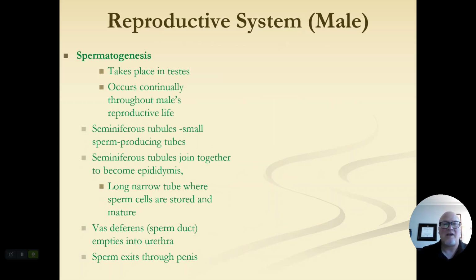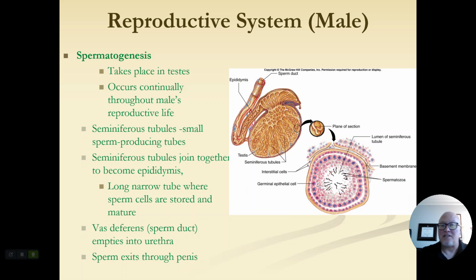So here is the process in males. It takes place in the testes. It occurs continually throughout a male's life. The sperm is collected and stored until it is actually used, and it leaves the body through the vas deferens and empties into the urethra. That's where it will ultimately end up meeting the egg. Here you can see the spermatogenesis, and this does happen throughout a male's life after puberty.